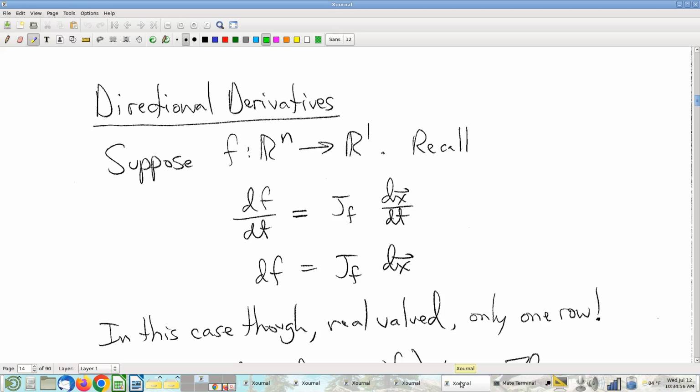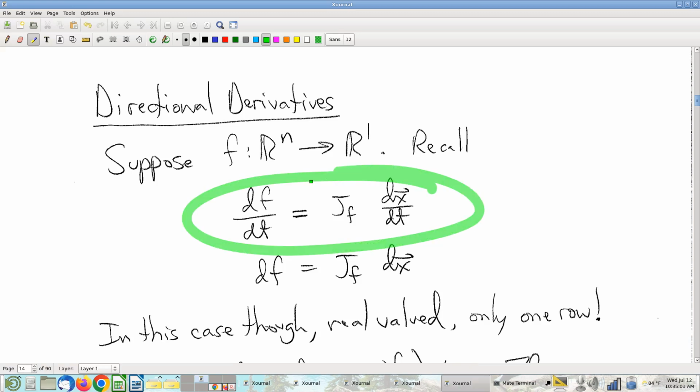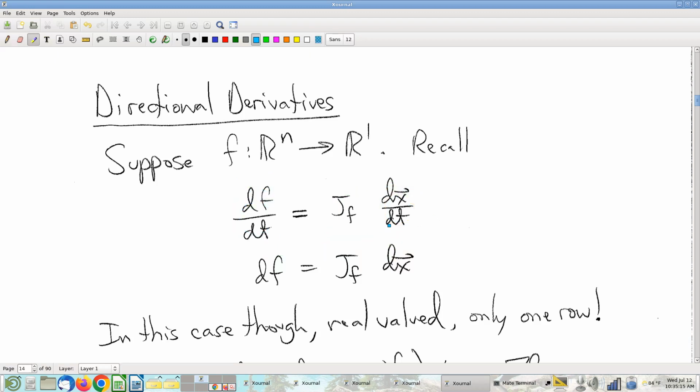Now let me just remind you, old news, Jacobian matrices do this. Jacobian matrices relate input velocities to output velocities. That was our big interpretation of Jacobian matrices. Fine. And I can multiply by dt. I can think of Jacobian matrices as relating input changes to output changes. It's the same statement in a different form.